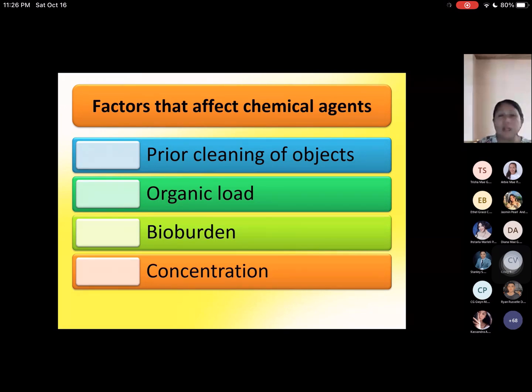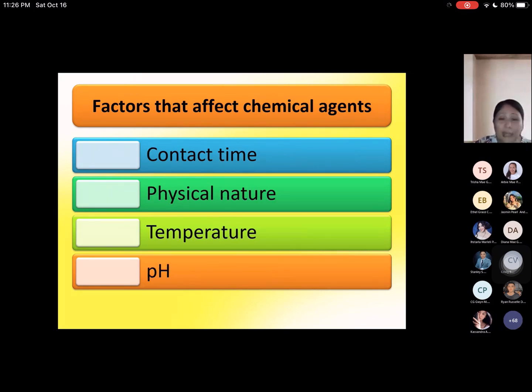For the contact time, this is the time that the chemical agents may act on the object to be disinfected. So that's the contact time.